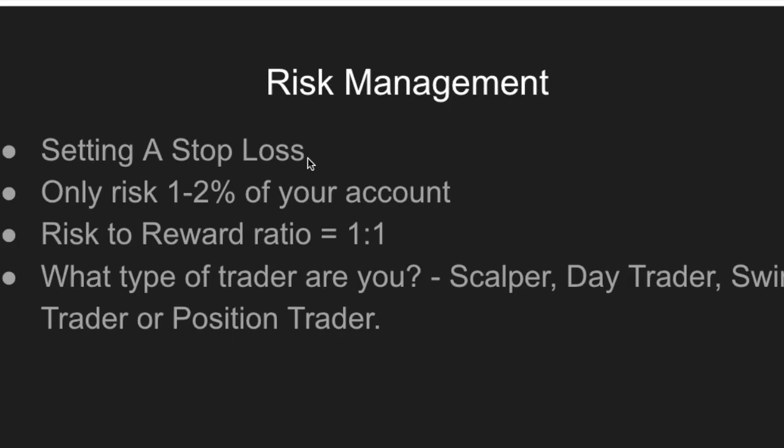Now let's go back to implementing proper risk management. What this is, is setting a stop loss, and you only want to be risking 1 to 2% of your account, keeping your risk to reward ratio 1 to 1. This means if I'm looking to profit 50 pips, I should set my stop loss to 50 pips as well.